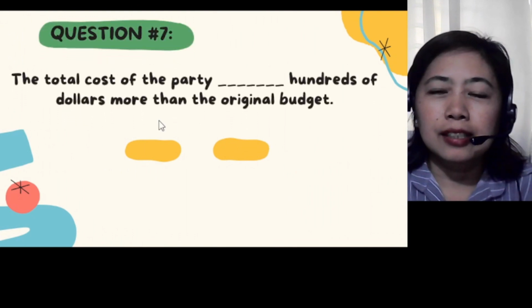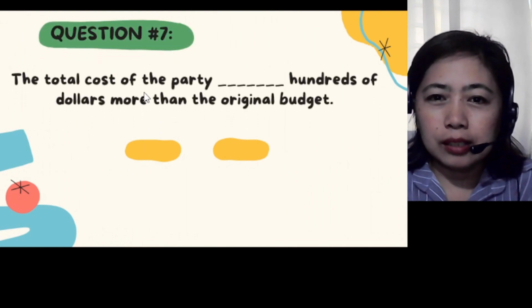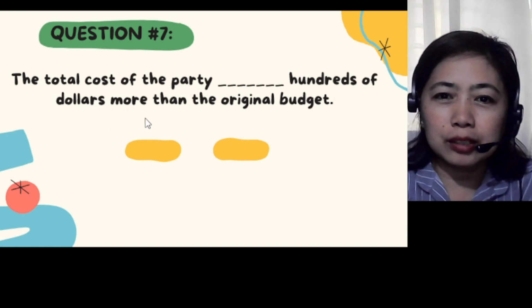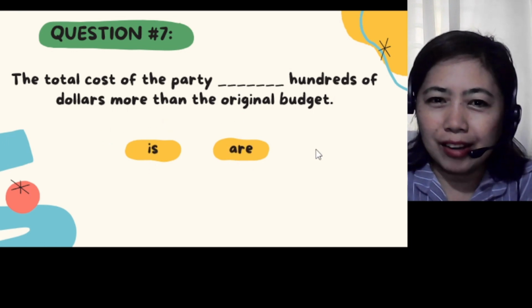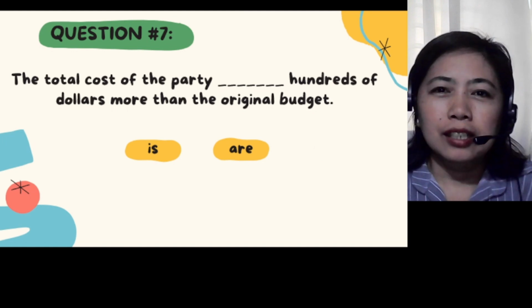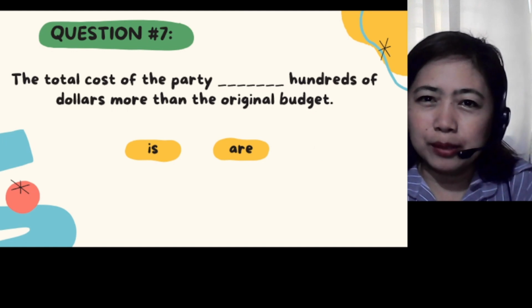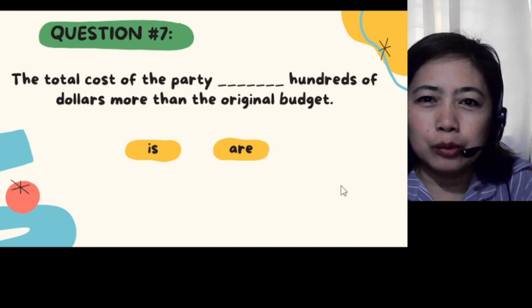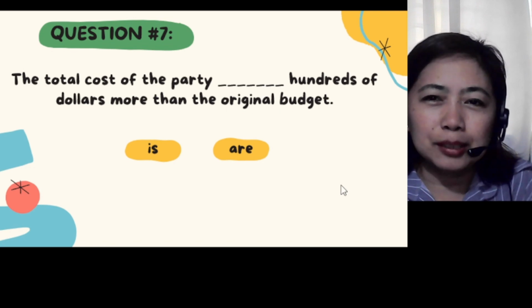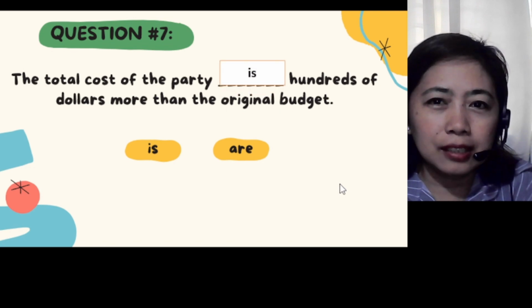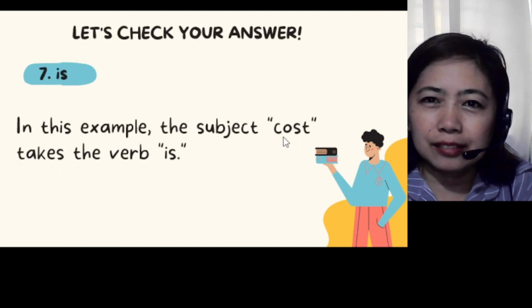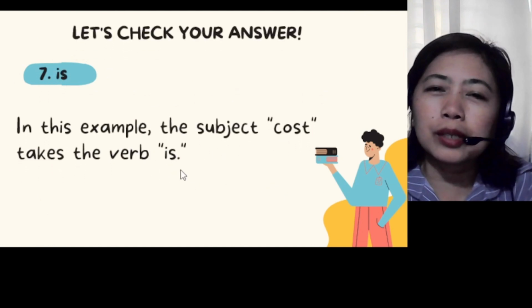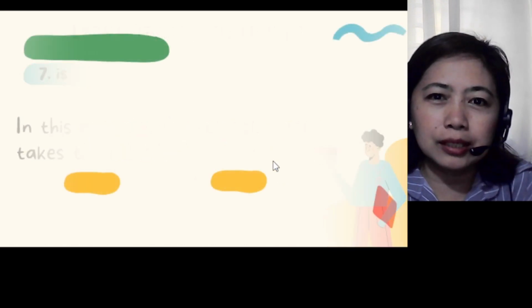Okay, let's try another sentence. The total cost of the party blank hundreds of dollars more than the original budget. Is it is or is it are? So again, look for the subject. Don't mind the other words. Just try to figure out which of the words is the subject. That's is, because our subject here is cost. So it's singular. That's why it has the singular verb, which is is.